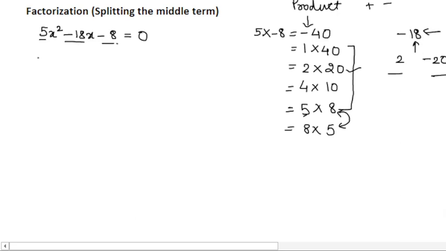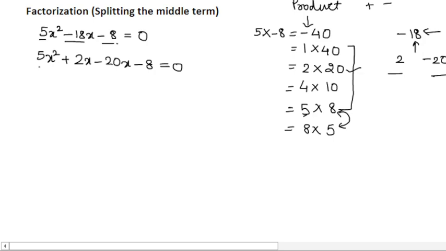In the next step, we are going to replace the middle term by the numbers that we selected here. So let's write +2x minus 20x minus 8 is equal to 0. If you observe carefully, I have replaced the middle term, or split the middle term, into two different numbers. That's why this method is also called the splitting the middle term method.